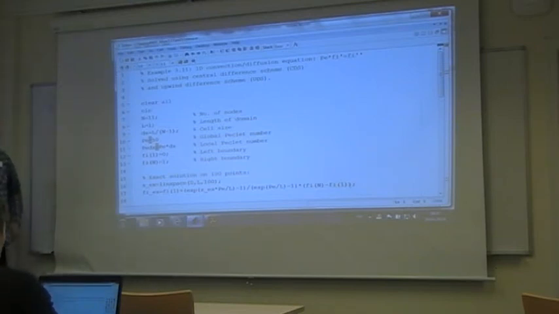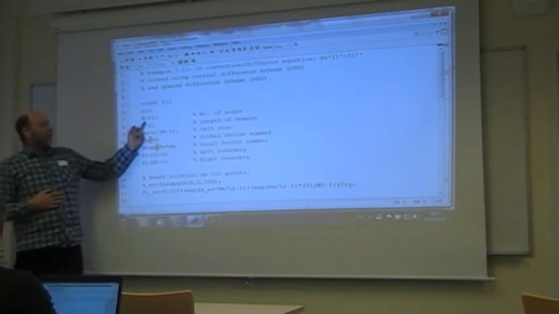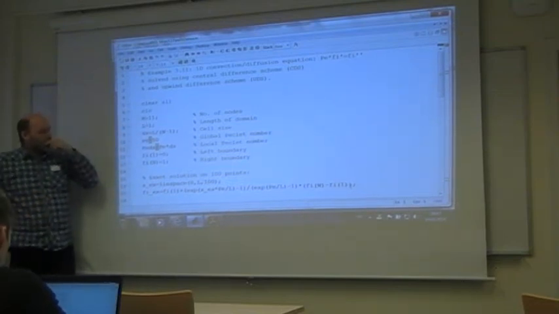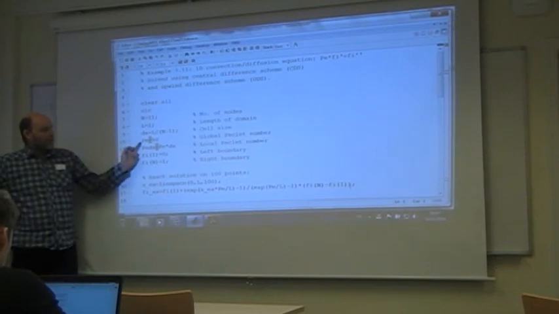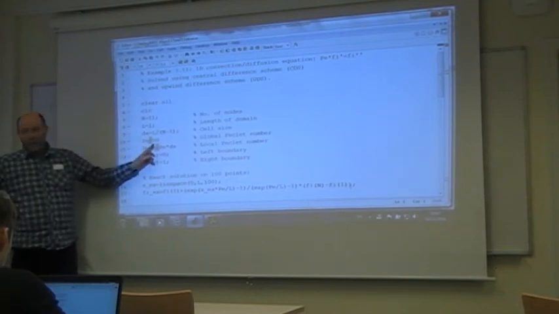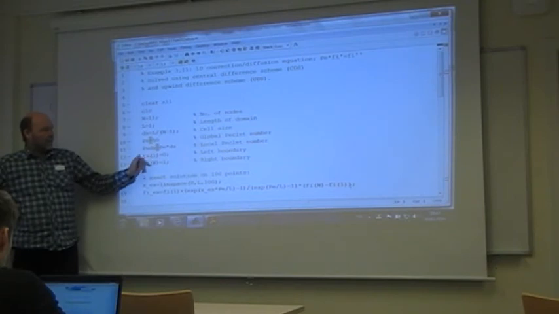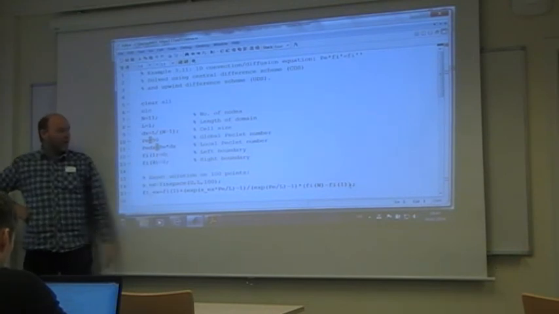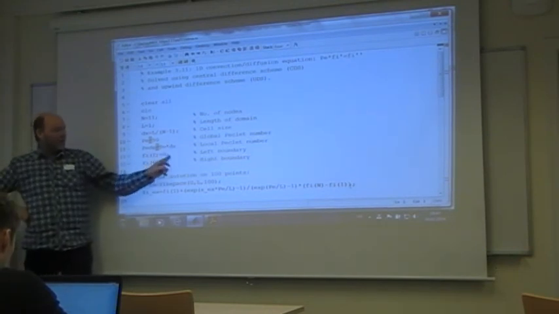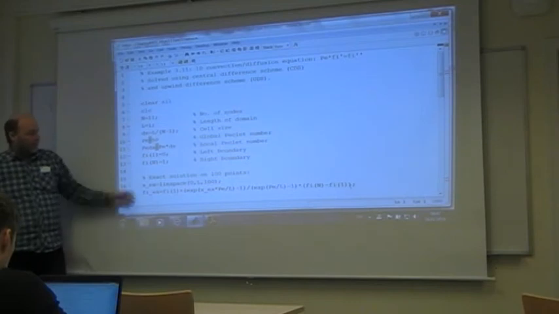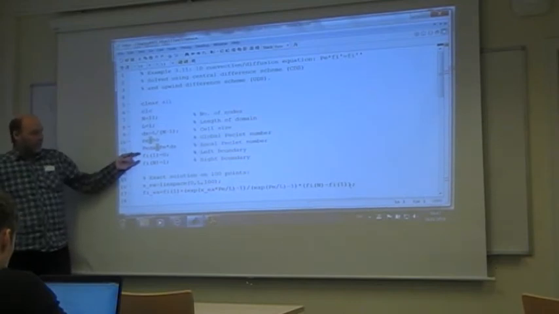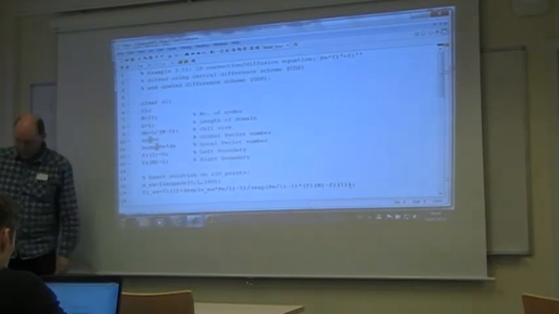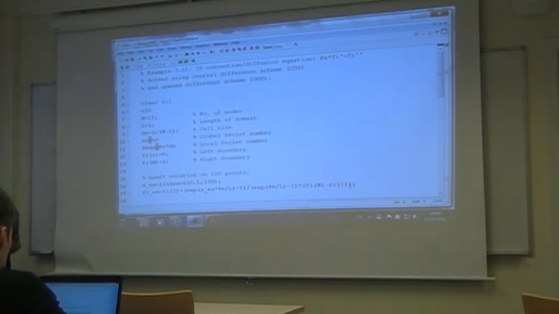So here we have his first case, only 11 points. And I choose a global Peclet number. Then I print it out, and here I also print out the local Peclet number, just multiplying with delta x. So this is the cell Reynolds number. Setting the left and right boundary values, comparing here with the analytical solution.